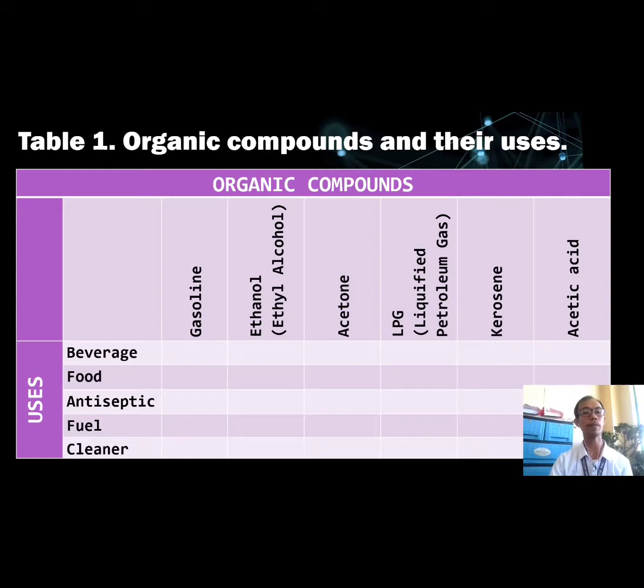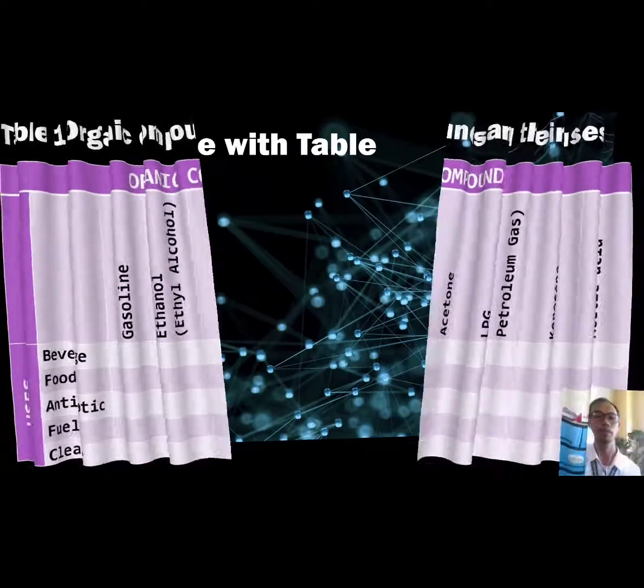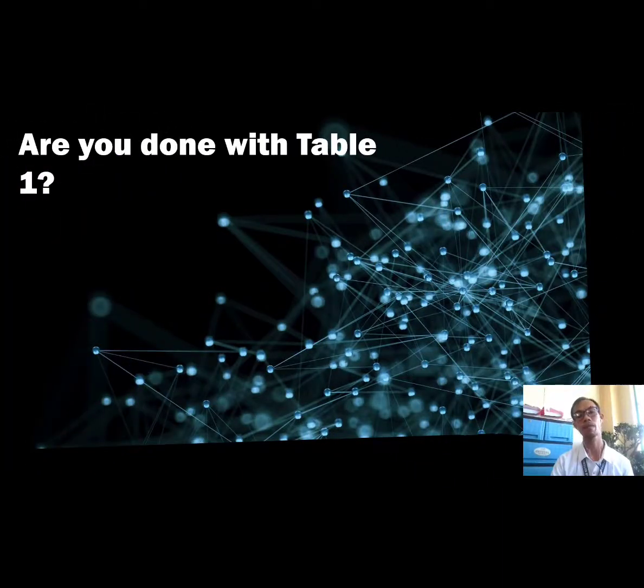Example, suppose gasoline. If you think gasoline can be used as a beverage, then you will just put a check mark under beverage and gasoline. Did I make it clear? Okay, understand? So, you can start now. I will just give you 10 minutes to do it. 10 minutes starts now.